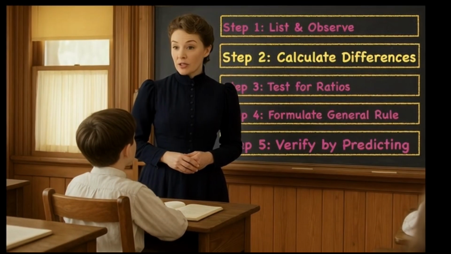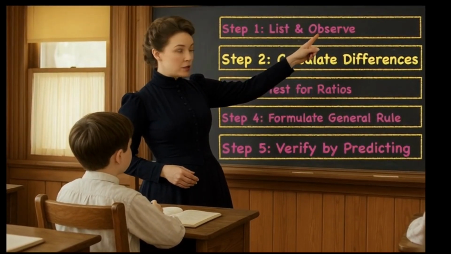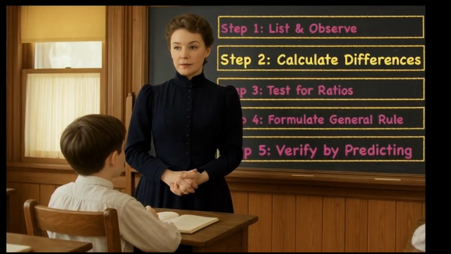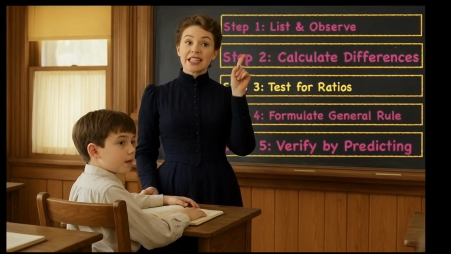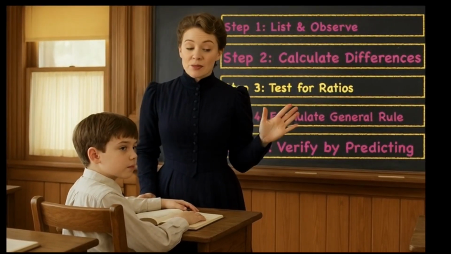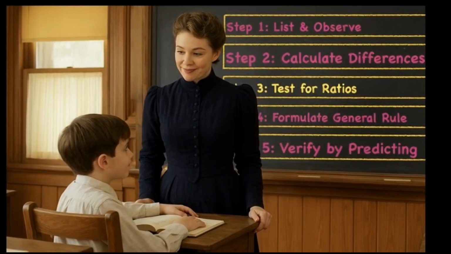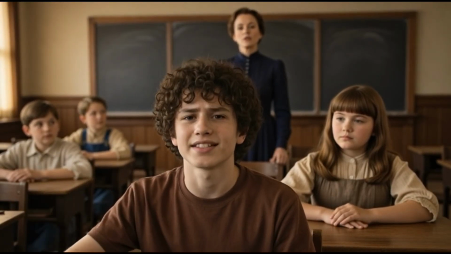When we examine a pattern, we follow a logical process. First, observe the numbers, then calculate the differences. If the differences between numbers are not consistent, we test for ratios. That means we check whether each number is multiplied by the same amount. So instead of subtracting, we divide one number by the next.